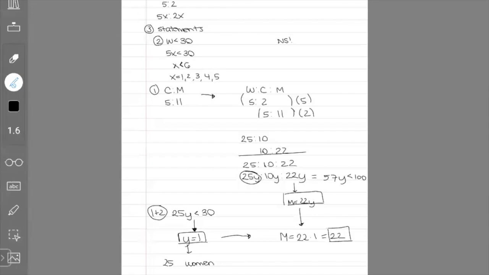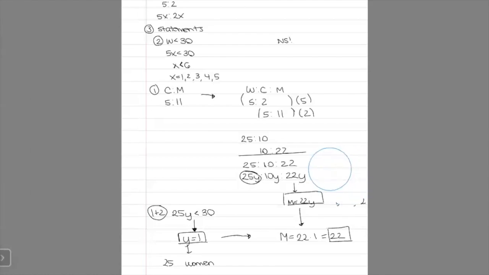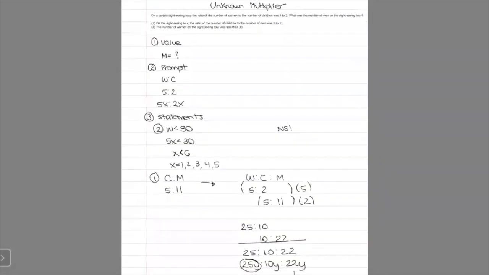So the point is that by using the unknown multiplier and finding a way to represent the actual numbers of people rather than just the ratios, you can easily tell if you only have one option for the unknown multiplier or if there are several. So if instead the statement had been that the total is less than 120, then that's different, because now you can see that Y can be either 1 or 2. And now we don't actually know for sure. So the point is that it's always good to use the unknown multiplier just to be able to use the information more quickly.